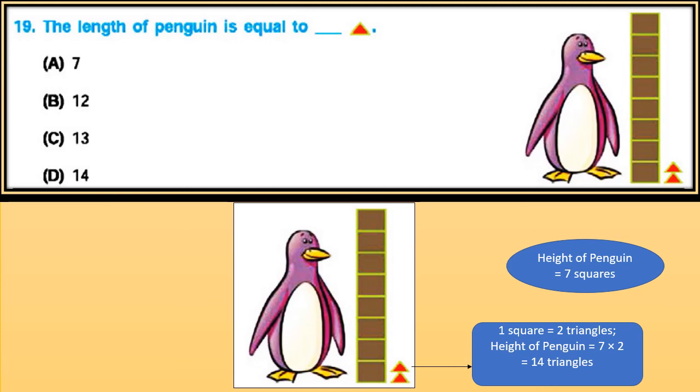Now 1 square is equal to 2 triangles. So the length of the penguin in terms of triangles will be 7 into 2, where 7 is the number of squares and 2 is the number of triangles. So 14. So the length of the penguin will be 7 into 2, 14 triangles. Correct option is D.